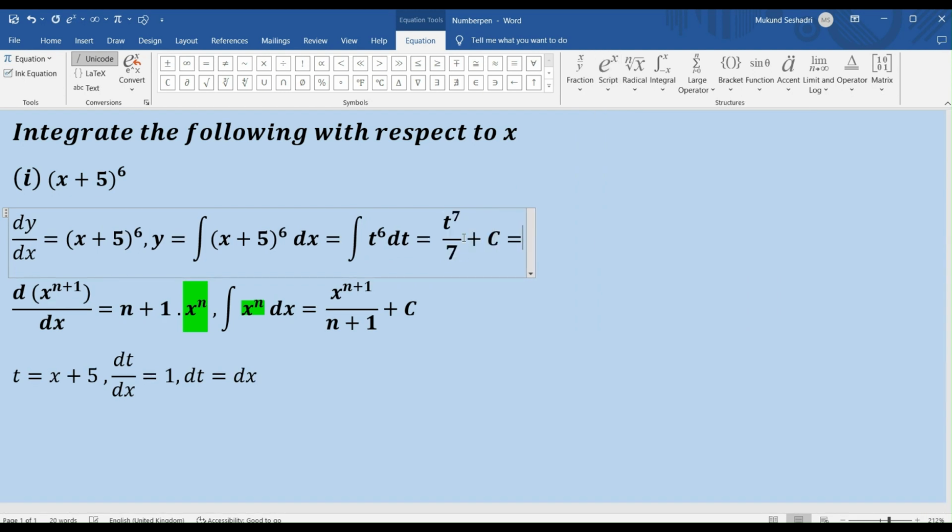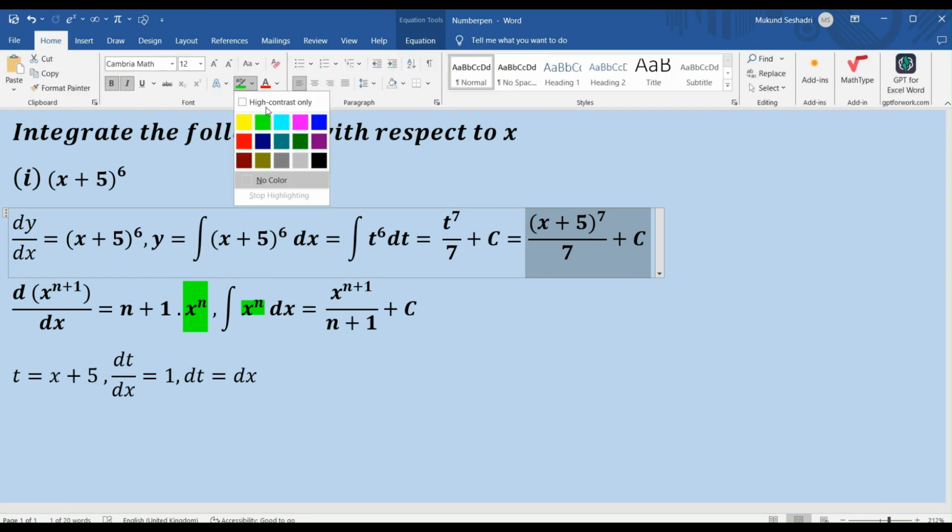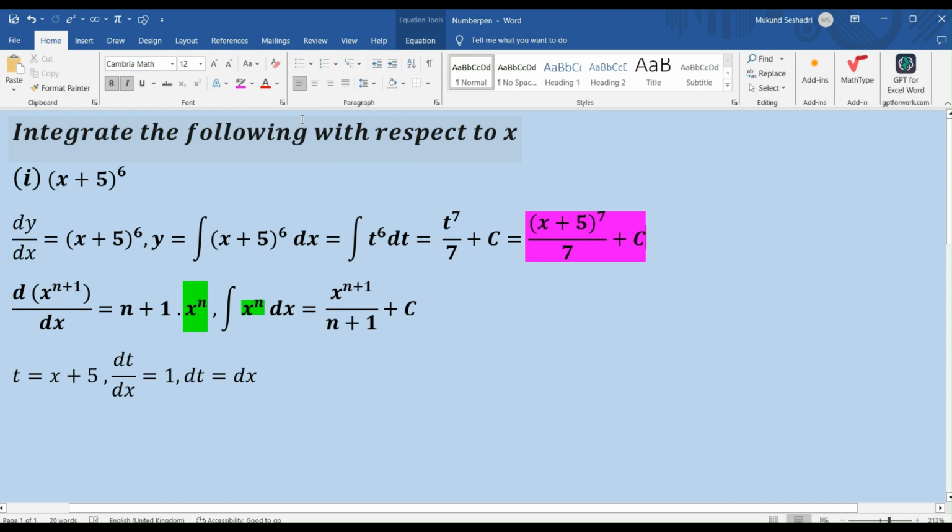And I know that, like in differential calculus, I cannot leave my final answer in terms of t. I'll have to put back everything in terms of x. And what is my t in terms of x? It is nothing but x plus 5, right? So my final answer is x plus 5 the whole power 7 divided by 7 plus c, right? So let's highlight it in pink. So there we have the final answer for this particular problem. X plus 5 the whole power 7 divided by 7 plus c.